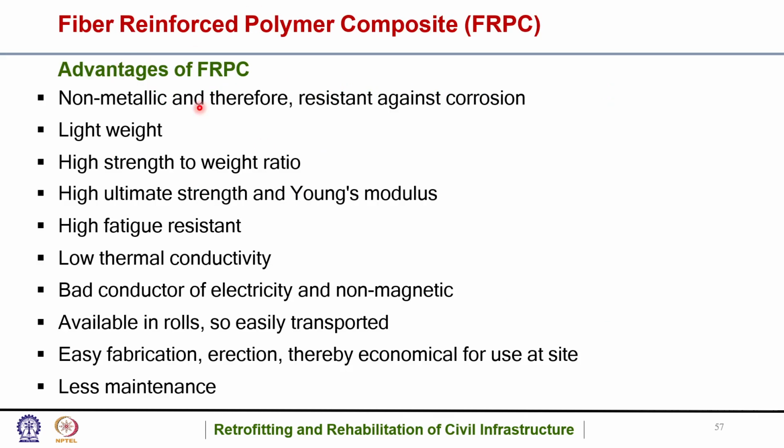So what are the advantages of fiber reinforced polymer composite? Basically they are non-metallic and therefore resistant against corrosion, because the electrochemical or electrolysis reaction does not occur here. They are lightweight, they have high strength to weight ratio, they have high ultimate strength and Young's modulus. They have high fatigue resistance. They have low thermal conductivity. They are bad conductors of electricity and non-magnetic.